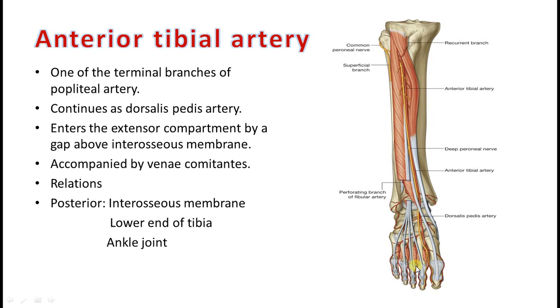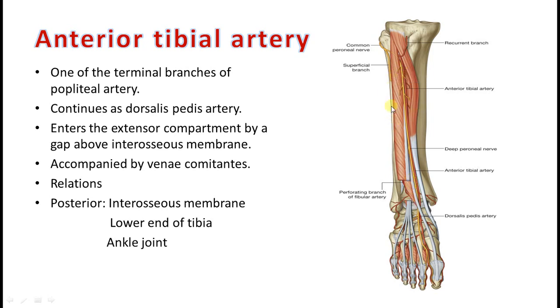It continues as the dorsalis pedis artery and is accompanied by the venae comitantes. The deep veins below the knee are mostly in the form of venae comitantes, a pair of veins accompanying either side of the artery. Posterior relation: it rests on the interosseous membrane, and below it rests on the ankle joint and lower end of tibia.